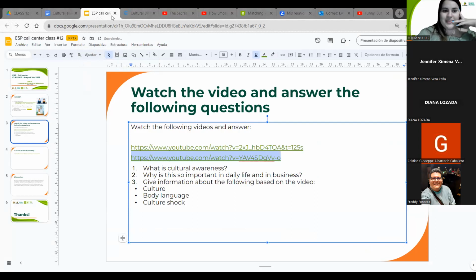No words? I mean, it was easy to understand. Okay, it was easy to understand and easy to follow. Yeah, about the body language.